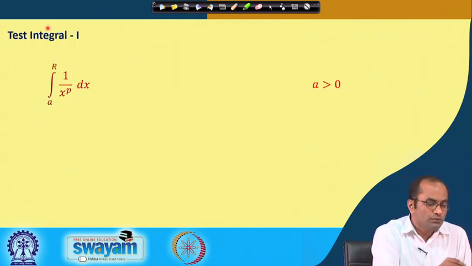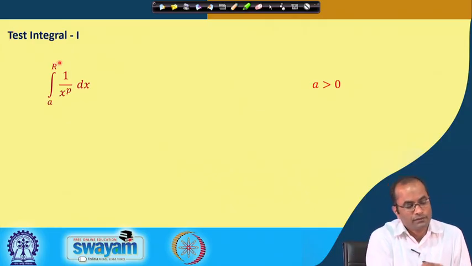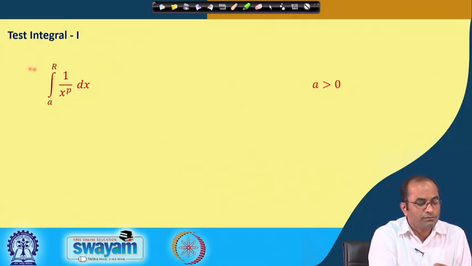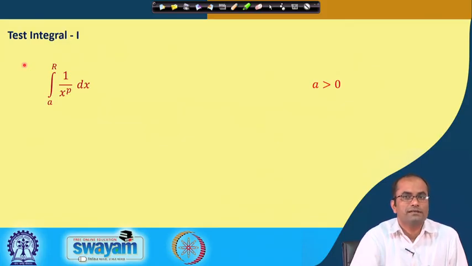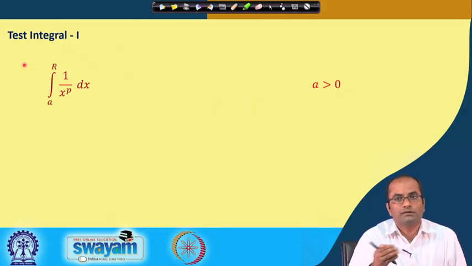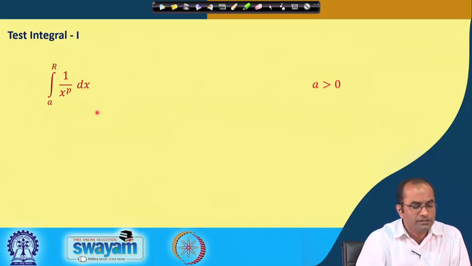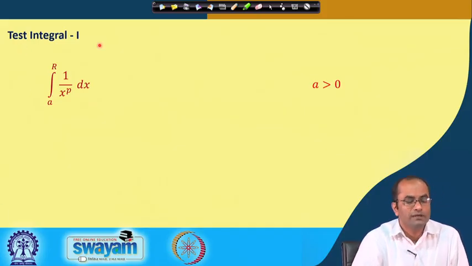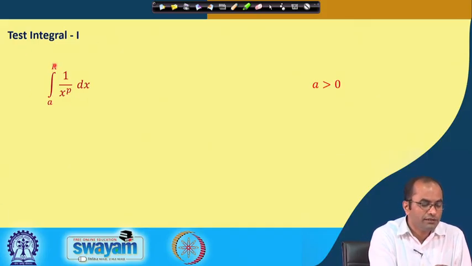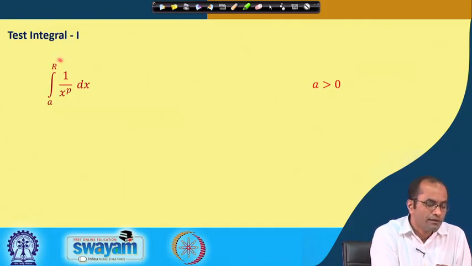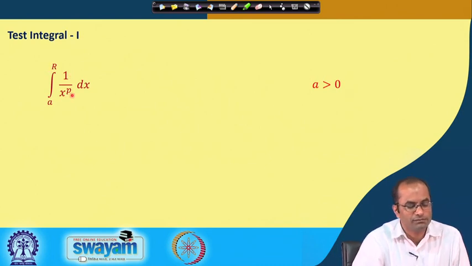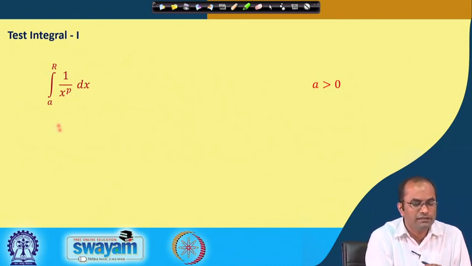So, here we will also use this in further lectures about test integrals, because in the next lectures we will learn how to test whether an integral converges or diverges without evaluating it. So, there we will be using this test integral, called test integral 1. So, we have a to r, and later on we will take the limit r to infinity. So, we have this integral from a to r of 1 over x power p dx, which we can easily evaluate. This a is a positive number.